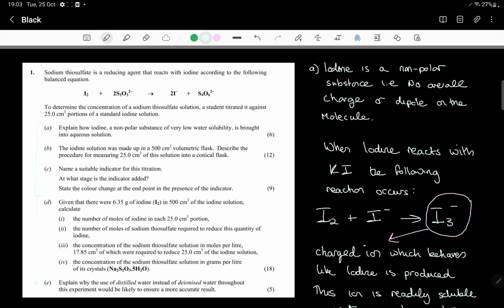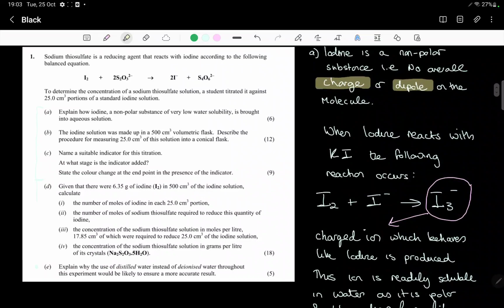Okay, so here's my answer for question A. Explain how iodine, a non-polar substance of very low water solubility, is brought into aqueous solution. So basically, iodine will not mix with water because there are different polarities. So iodine is a non-polar substance, i.e. no overall charge or dipole on the molecule. Okay, so water is charged and there is a dipole on the molecule. So there are different polarities.